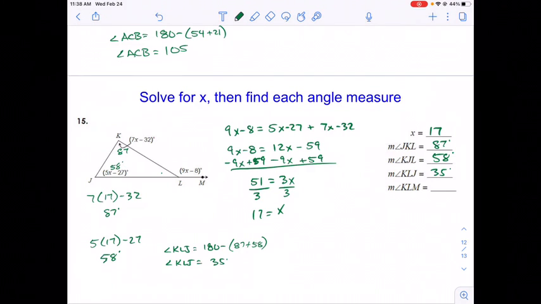And then our last one here is going to be 9 times 17 minus 8, and that's going to give us 145. Okay, so KLM is 145 degrees. All right, so that concludes our lesson.